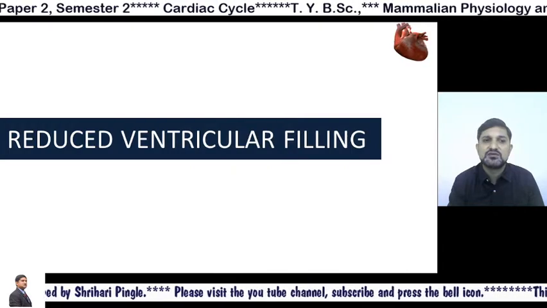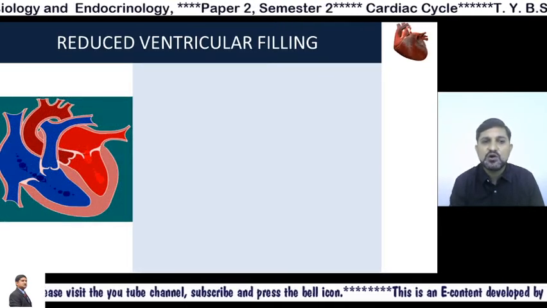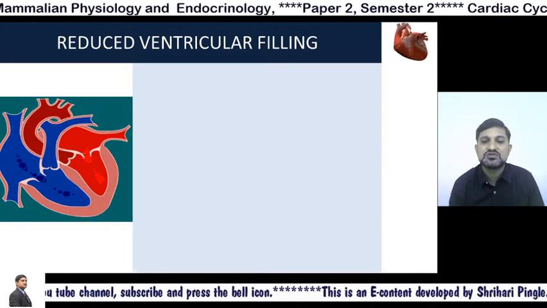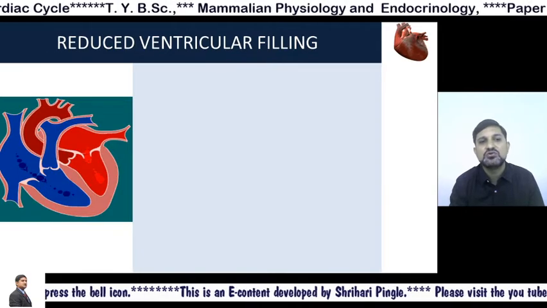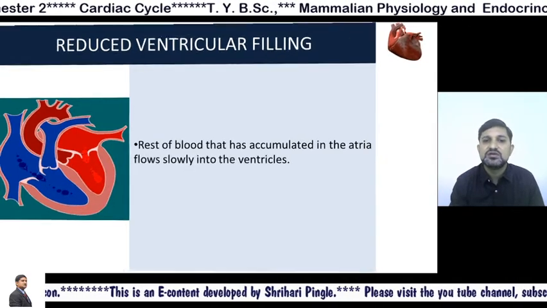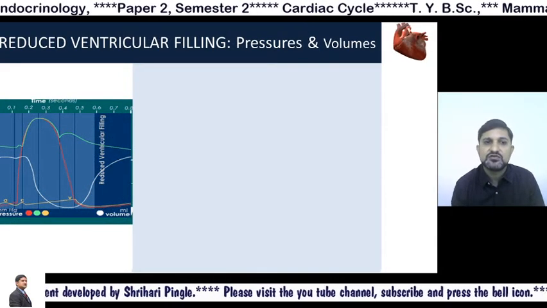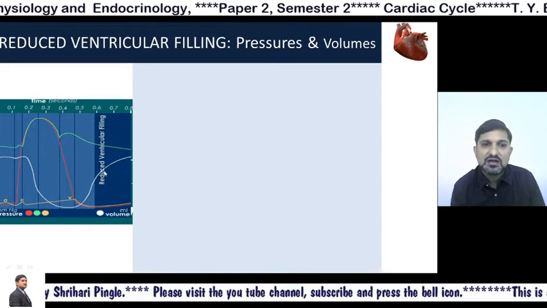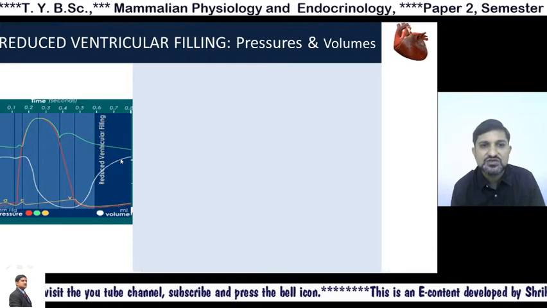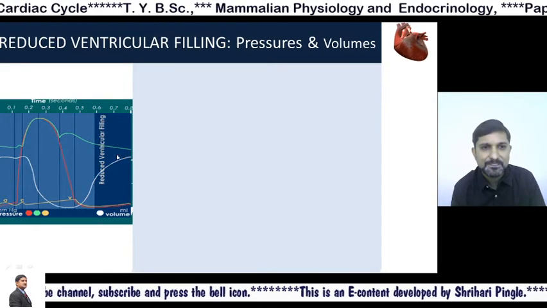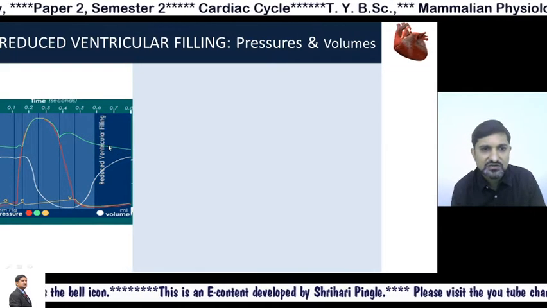And now we come down to the next event, which is reduced ventricular filling. So now when the blood has rapidly rushed into the ventricle, the remaining blood flows very slowly from the auricle into the ventricles. Here now you would see the volume and the pressure. The volume of the blood in the ventricle has gone up considerably. This is the pressure of the pulmonary arteries and aorta, which is depicted here.